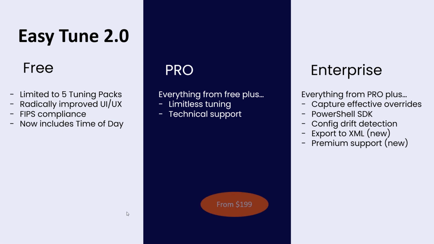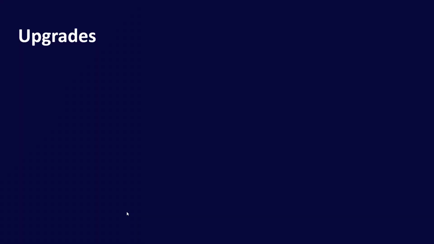The other piece of news is on the pricing front. EasyTune Pro is now radically cheaper, starting at $199, and EasyTune Enterprise retains the old pricing model from Pro in the 1.x releases. Like I say, lots of cool stuff here. This should make EasyTune accessible with support to a large number of people and allow us to continue to make EasyTune what it is today, which is a great and awesome product.